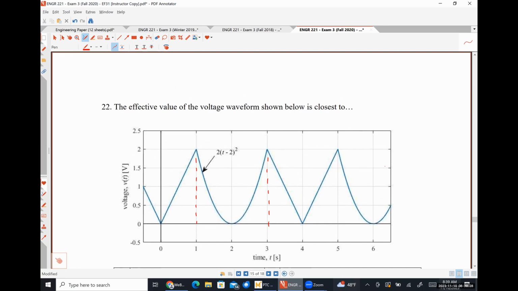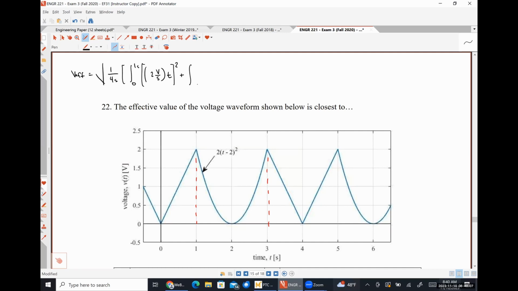Right. So the effective value, this is a voltage. So V effective is going to be the square root of 1 over, let's see, this thing has a period of 4 seconds, times the integral from 0 to 1 second of, let's see, so this has a slope of 2 volts per second, times time, and the intercept is 0. I'm going to square this whole thing.